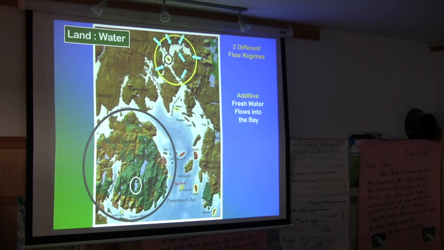So here, the water flows off the land into the bay. Here it does exactly the same thing, off the land and into the bay, but it doesn't concentrate in the middle. It's diffuse and radiates in all kinds of directions, from Somes Sound and into Blue Hill Bay and Frenchman Bay.